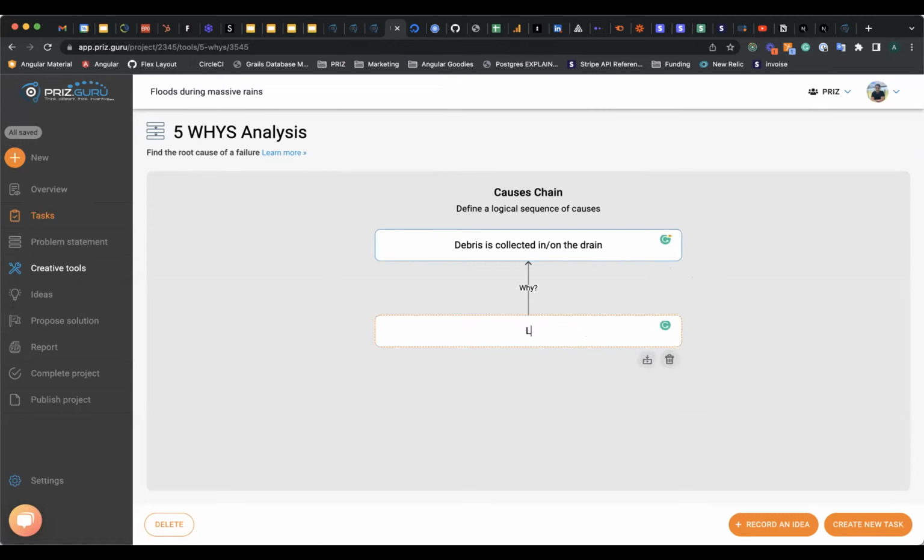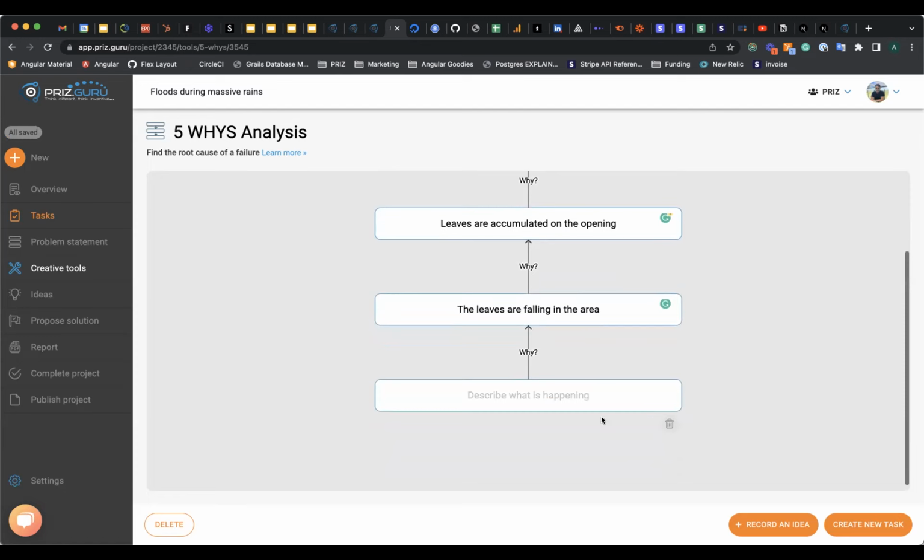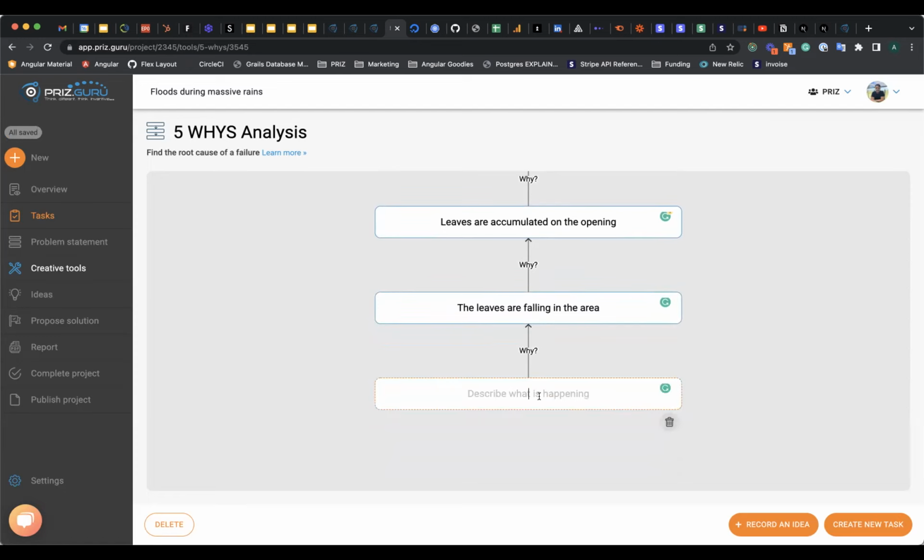Leaves are accumulated on the opening and within joints. Again, I can't spell that. Okay, they accumulated on the opening of the drain. Why is that happening? Because leaves are falling in this area. Okay, I would say this is potentially fine. And why? Because we have trees that lose leaves in this area.